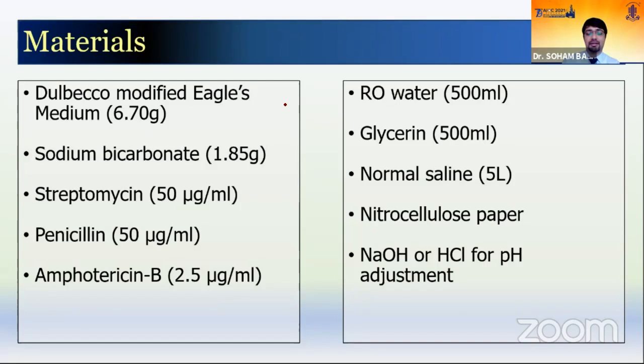So the chemical components that you need are DMEM, the Dulbecco's modified Eagle medium, and sodium bicarbonate, which acts as the buffer. Antimicrobials are penicillin, streptomycin, and amphotericin. Then the base of the media is a 1:1 ratio of reverse osmosis water or just sterilized water and glycerin. Normal saline for washing the placenta. Nitrocellulose paper as the carrier where the amniotic membrane is stuck onto. And sodium hydroxide or hydrochloric acid for pH adjustment.